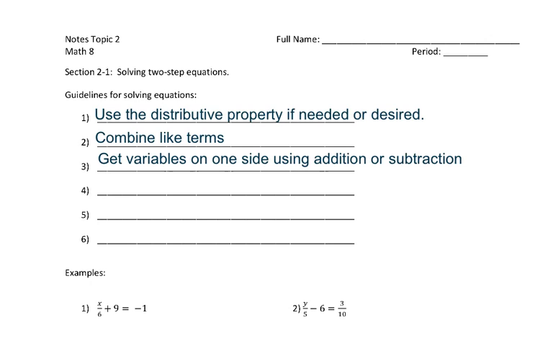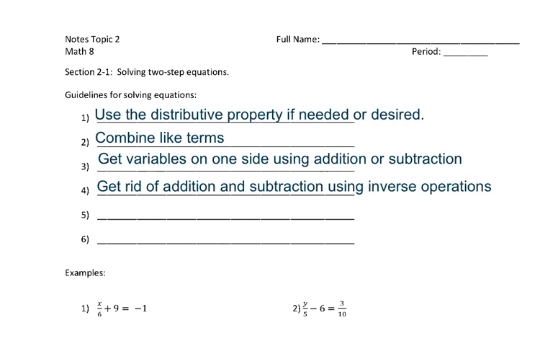And step 3 is to get the variables on one side of the equation using addition or subtraction. Remember, it's all based on those properties of equality that say you need to use the inverse operation to get rid of things. Moving on to step 4, we need to get rid of addition and subtraction using inverse operations. So if you're trying to get rid of addition, you would need to subtract. If you're trying to get rid of subtraction, you would need to add.